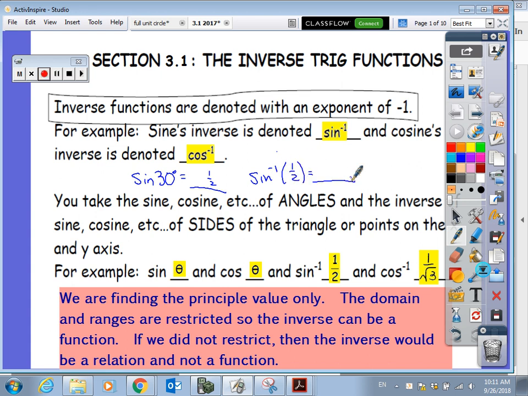Now, I will tell you that the directions are always going to tell you to answer in radians. So we go to where y equals 1/2, and we're going to do the opposite. So this is going to be not 30 degrees, but we'll change that to pi over 6.